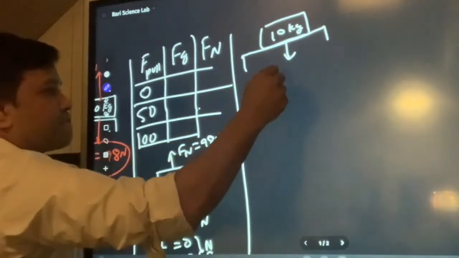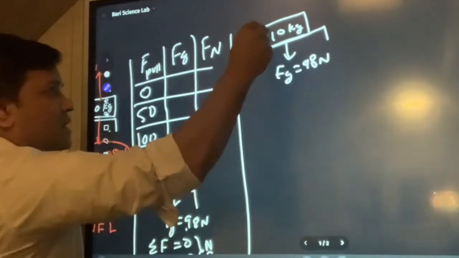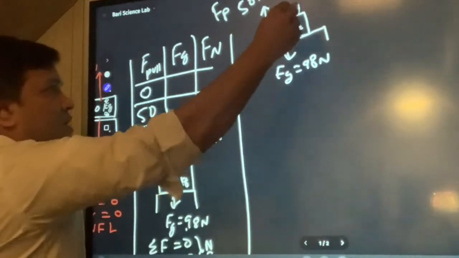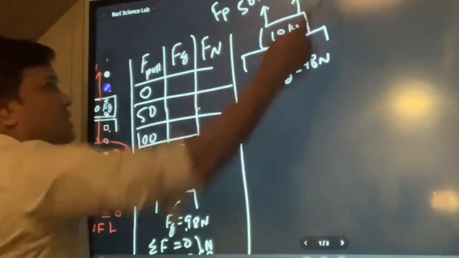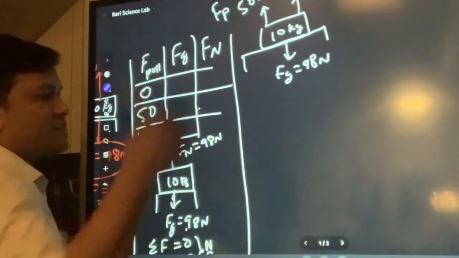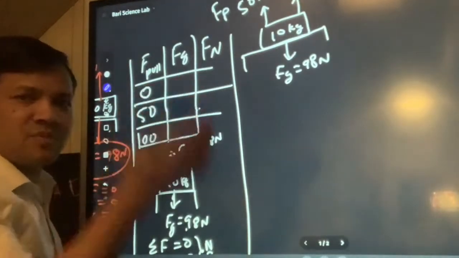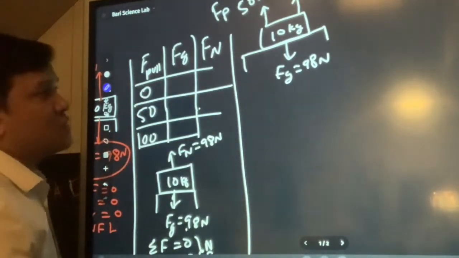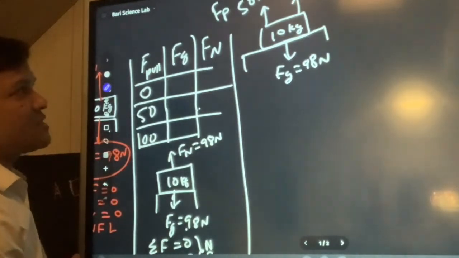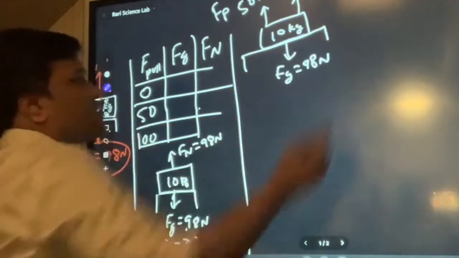So the Fg is the same, still 98 Newton. However, F pull is 50 Newton. This is F pull, and the normal force is what? Now you see that the towel knows that someone is pulling it. The towel is a smart thing. The towel knows that someone is pulling, so the towel doesn't have to do so much. So the towel is doing only 98 minus 50, and that is 48. So the towel exerts only 48 Newton in order to keep the box at rest.